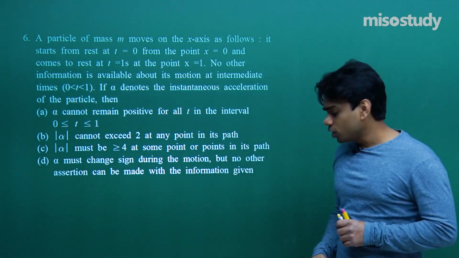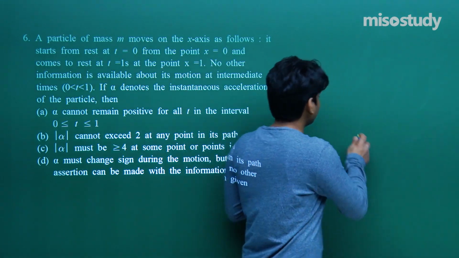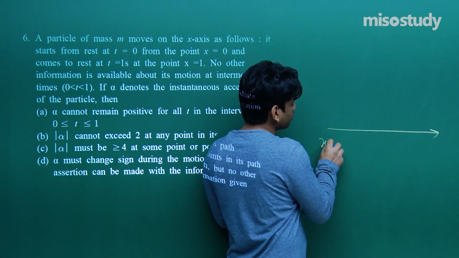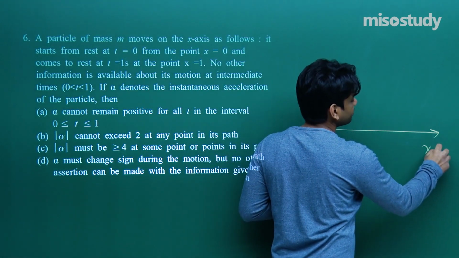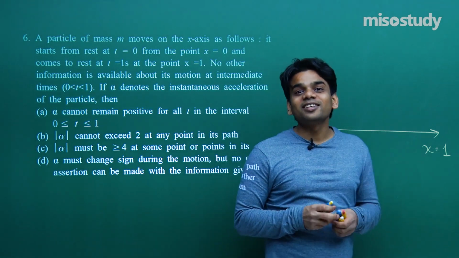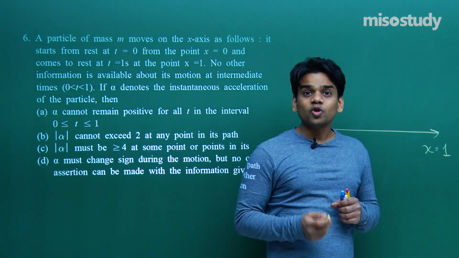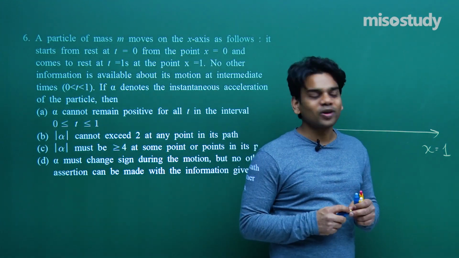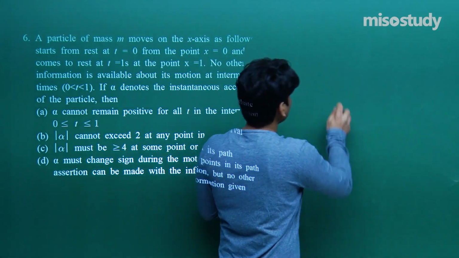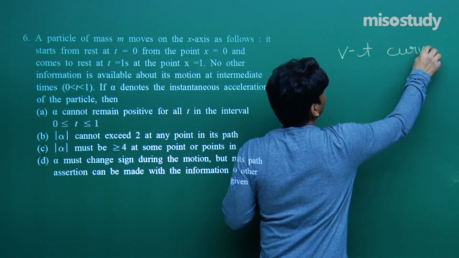Now let me show you how the body will be moving actually and how its velocity will be changing. See, this body is moving along the x-axis from x equal to 0 to x equal to 1. First of all, it has an acceleration, which means its velocity has to increase and then decrease. So if I draw a v-t curve, how will it look? Let me show you here. I'm going to draw a velocity-time curve for this motion.